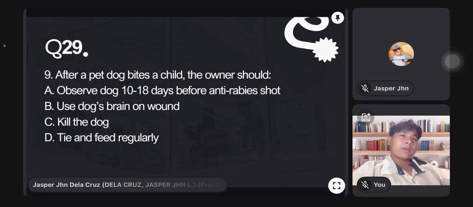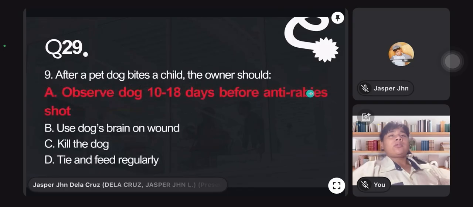Number 29. After a pet dog bites a child, the owner should, letter A, observe dog 10 to 18 days before anti-rabies shot. Letter B, use the dog's brain on wound. Letter C, kill the dog. Or letter D, tie and feed regularly. So what do you think should be the correct answer here? The correct answer here is letter A, observe the dog 10 to 18 days before anti-rabies shot.